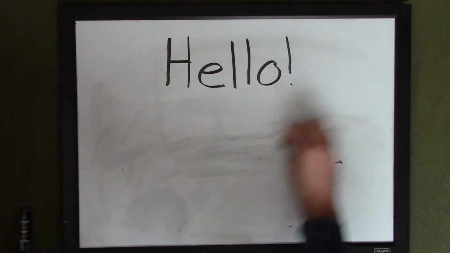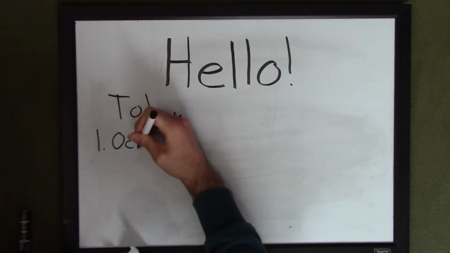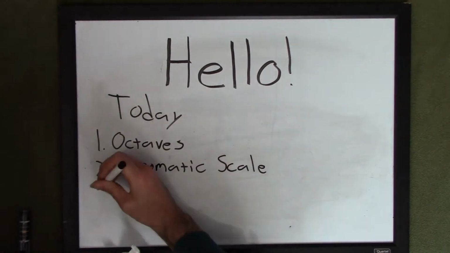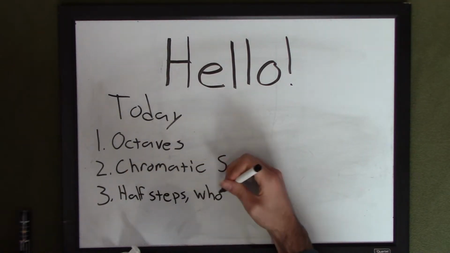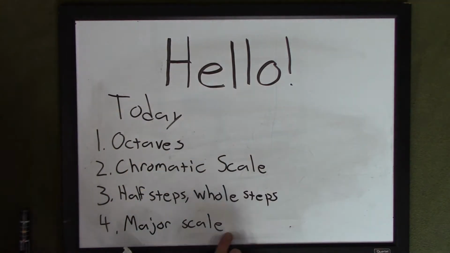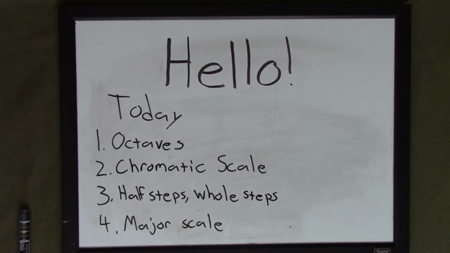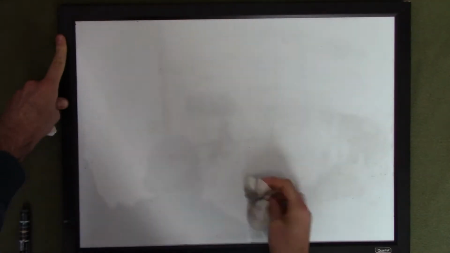Anyway, today we are learning about what an octave is, what the chromatic scale is, what whole steps and half steps are, and then we're going to try to cram in the major scale at the end of all that. That is a lot of stuff. So let's get started.